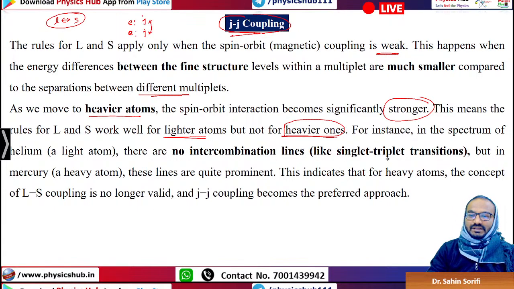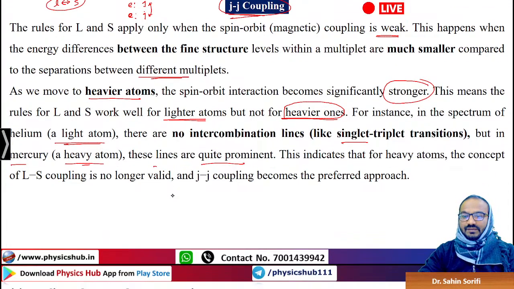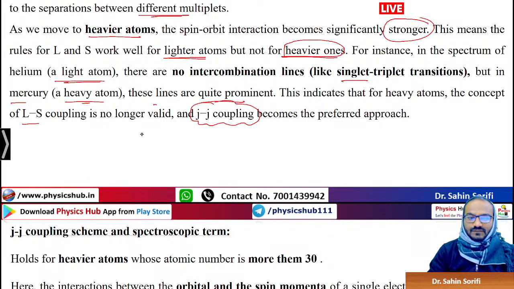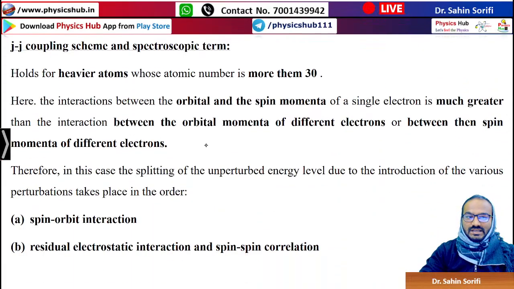For instance, in the spectrum of helium, which is a light atom, there are no intercombination, like singlet-triplet, transitions. But in mercury, which is a heavy atom, these lines are quite prominent. It indicates that for heavy atoms, the concept of LS coupling is no longer valid. Rather, we need to apply JJ coupling. Now, JJ coupling holds for heavier atoms, as I have already told, whose atomic number Z is more than 30.